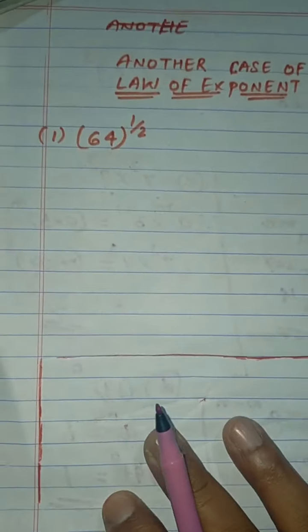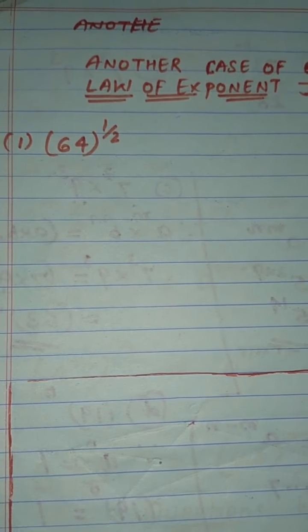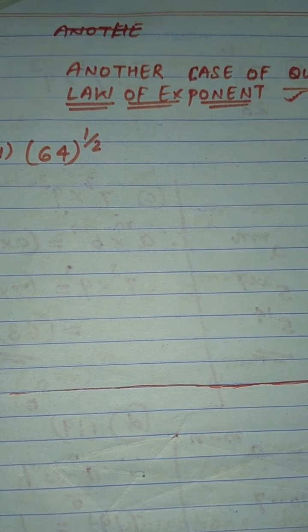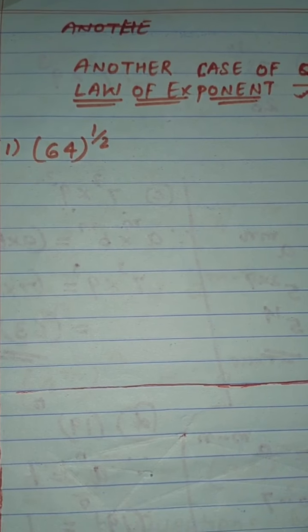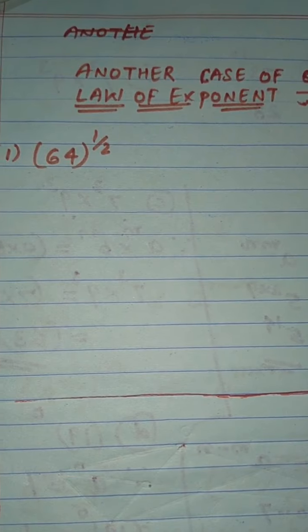Today we are going to understand another type of those questions we have learned in the last video. Those questions are totally based on the formula. These questions are also based on the law of exponents, but there is some difference because a particular composite number is given. We have to factorize it and write it in the power of an exponent.